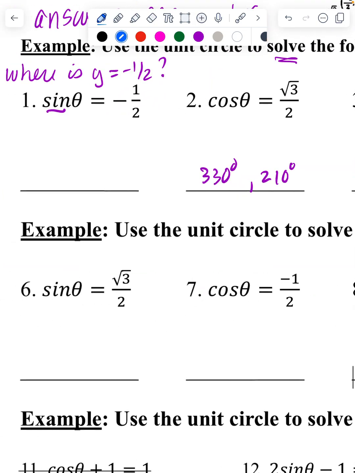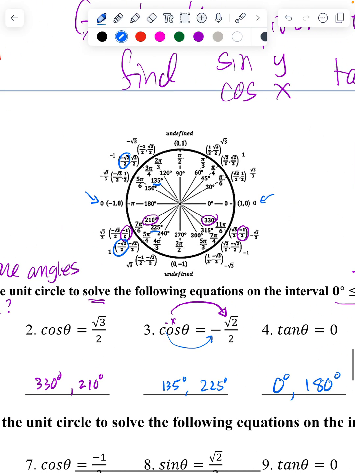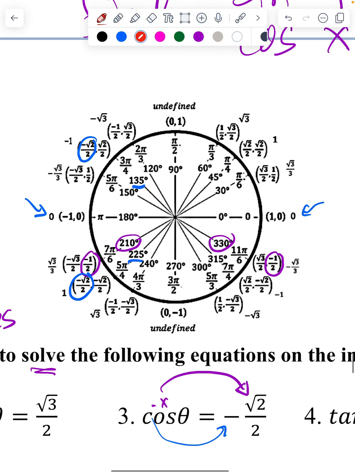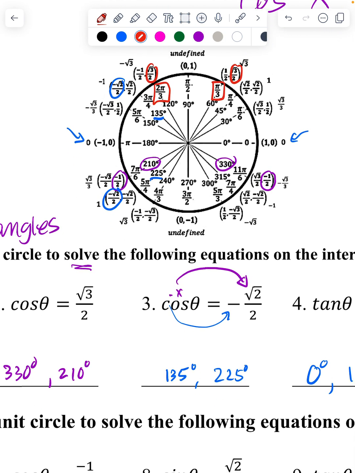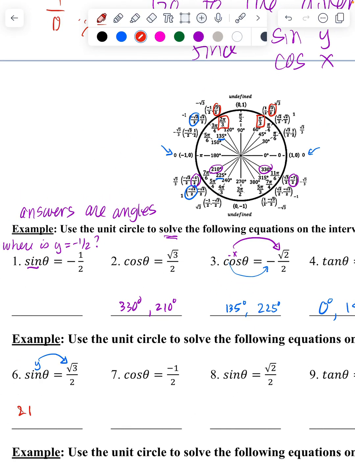So here, this is sine. I'm looking for where y has that value. So I go up here and I look to see where is y √3/2. And I find a spot here and a spot here. They're looking for the radian answers though. So I'm going to say that happens at 2 pi over 3 and also pi over 3.